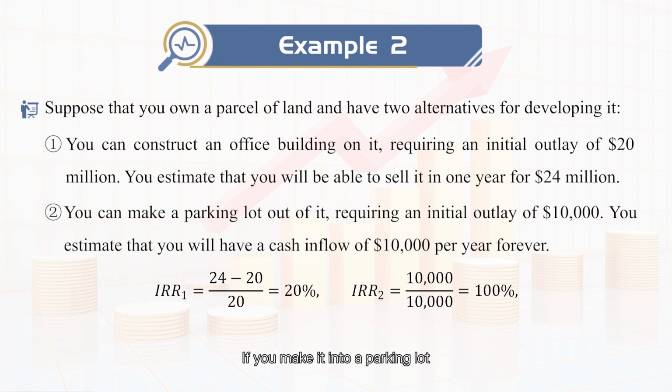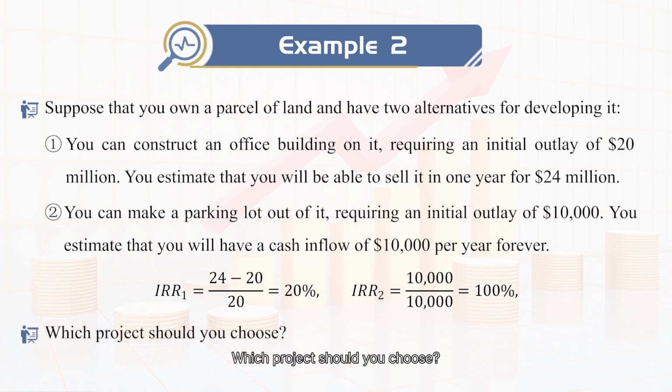If you make it into a parking lot, you estimate that you will have a cash inflow of $10,000 per year forever. By the formula for the present value of a perpetuity, 10,000 is equal to 10,000 over IRR2. Then solving this equation, IRR2 is obtained as 100% per year. Which project should you choose?